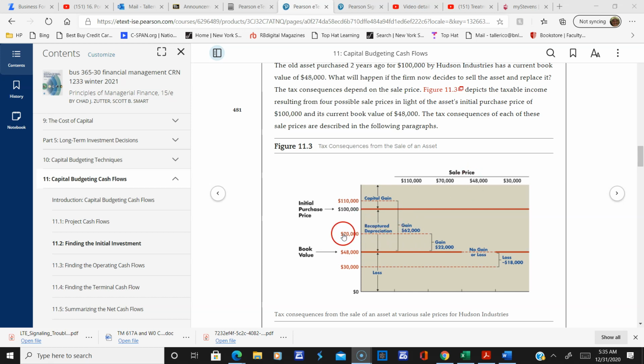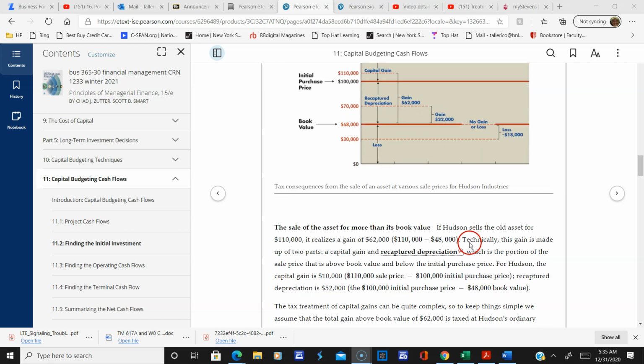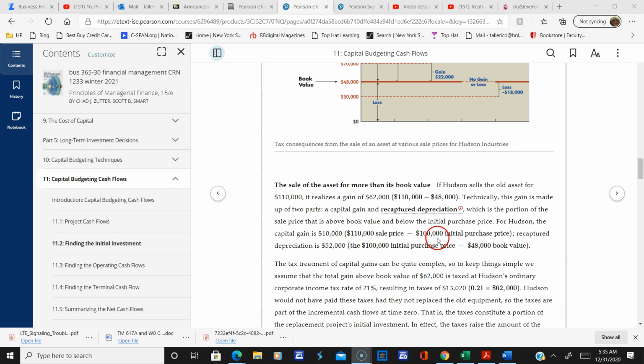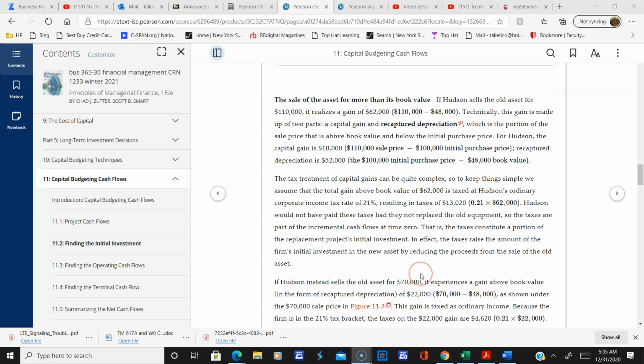Now, if you sold it for 70,000, which they show here, you don't have capital gains, but you have a gain of 22,000 in recaptured depreciation. If you sell it at the book value, there's no gain or loss. And if you sell it at 30,000, you have a loss of 18,000, which you would write off on your taxes. So these are the tax consequences, and they go through that here in text.